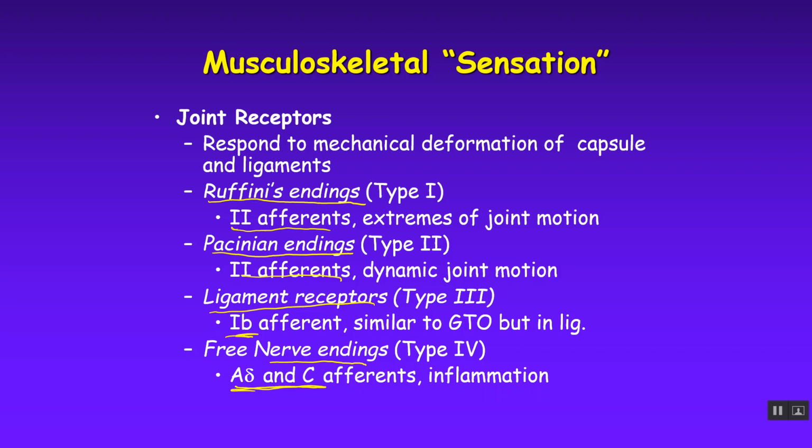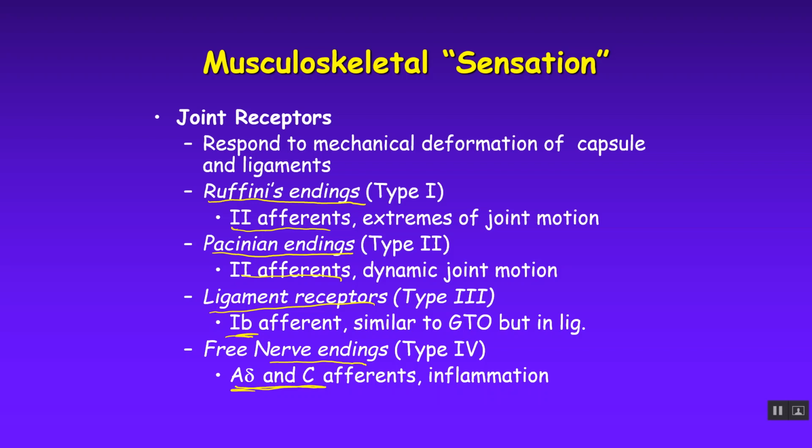Pacinian endings tend to be most active during dynamic movement, as you're moving the joint, not in a new position. Once you settle into a new position, it's primarily Ruffini endings that are going to give you that information. Pacinian endings are very good at giving you dynamic joint motion sense. And then the ligament receptors are similar to the GTO, but in the ligaments. So changing tension in the ligaments around that joint is going to help with that.